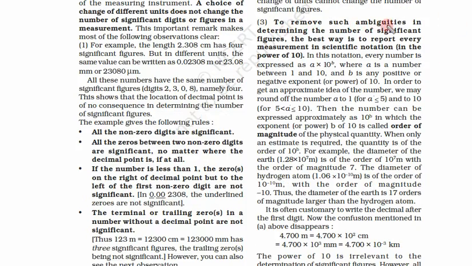Now, to remove such ambiguities in determining the number of significant figures, the best way is to report every measurement in scientific notation, in powers of 10. So what can we do? We use a new type of notation, where we write each and every number in scientific notation. In scientific notation we use powers of 10 to represent any of these numbers.